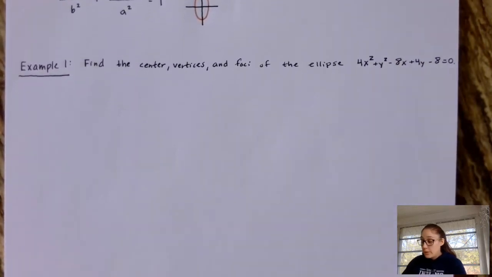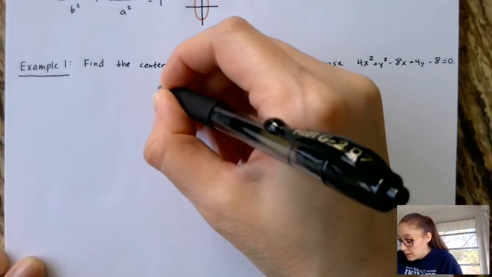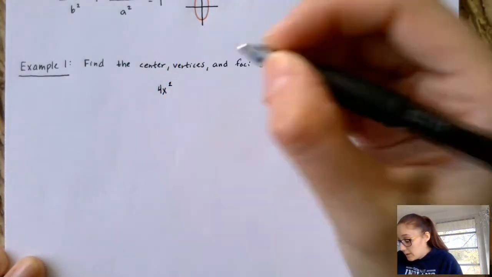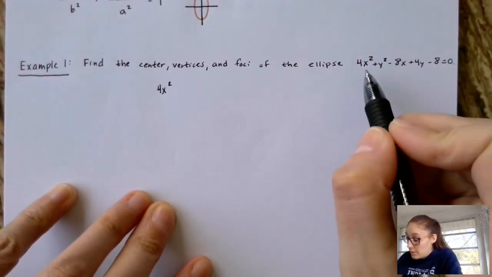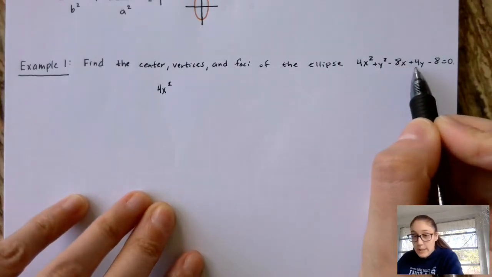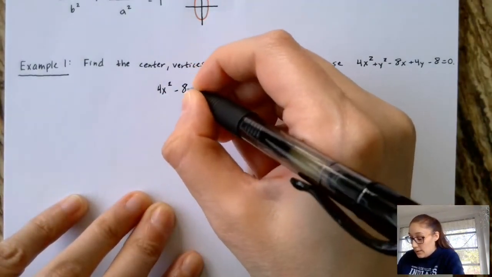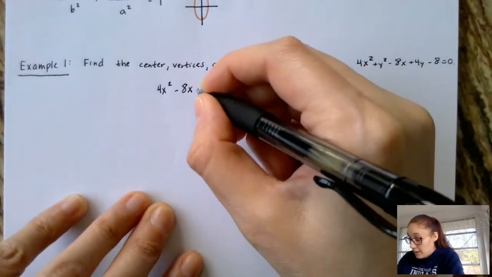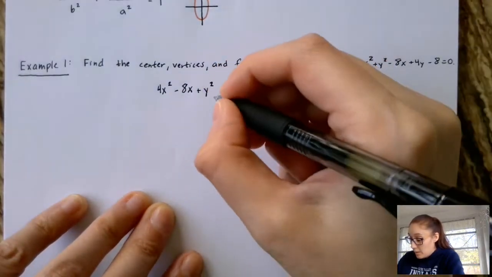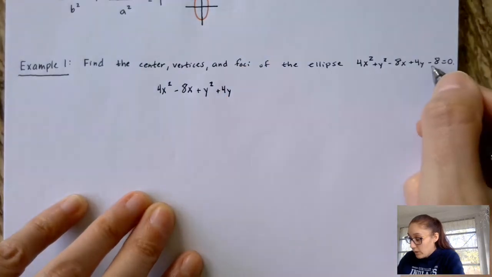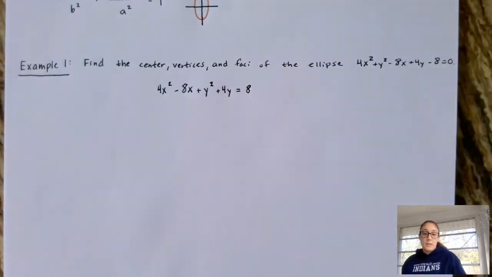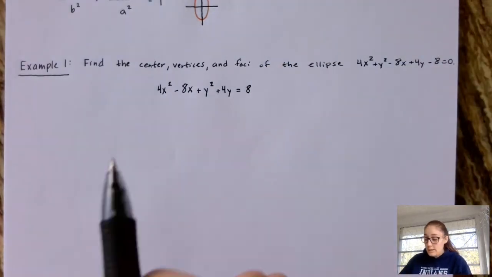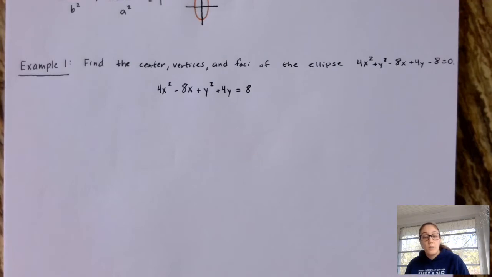Alright, so the first thing that I'm going to do is rewrite this so that I have a little bit more space. As I'm rewriting it, I'm planning ahead a little bit. I'm going to group my x's together and then my y's. So I have a negative 8x, a positive y squared, a positive 4y, and this negative 8, I'm going to move over to the right side. The reason that I'm doing this is because I'm going to have to complete the square. This is not in standard form, and anytime you want to put something in standard form, you're probably going to be completing the square.